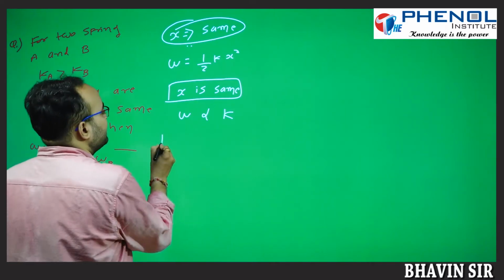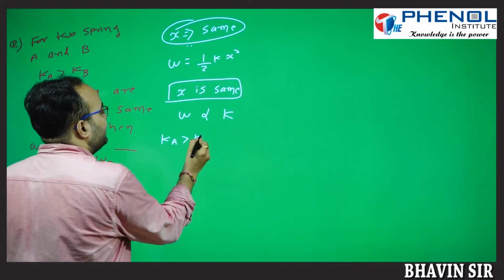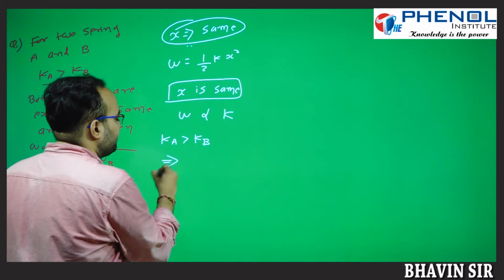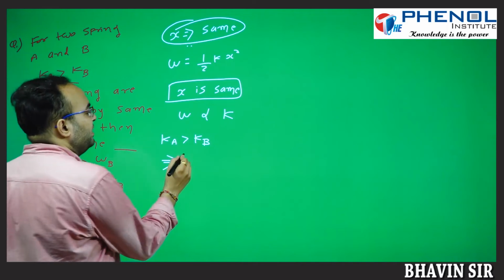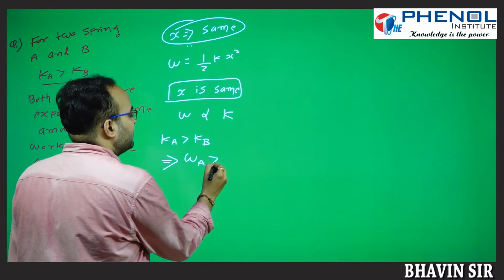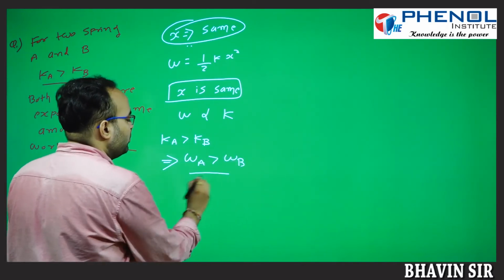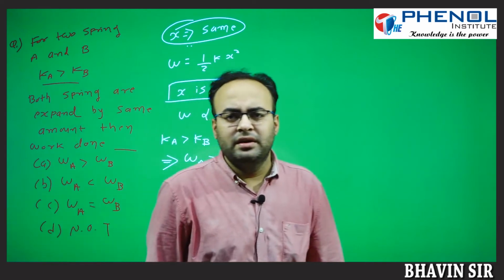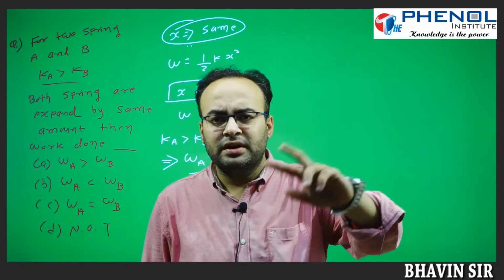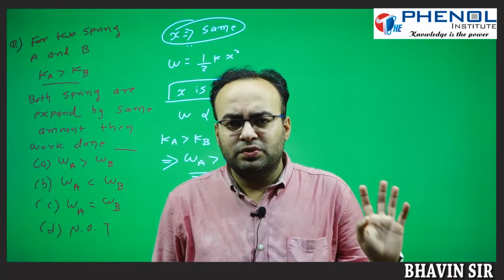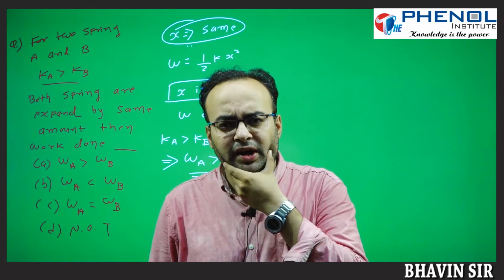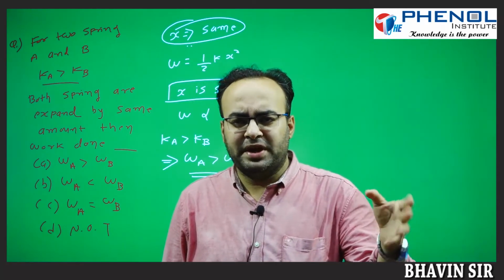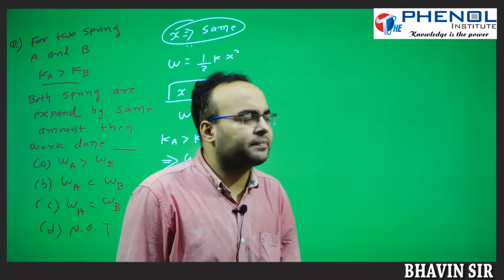See, the spring constant of A is more compared to the spring constant of B. So we say that the work done in spring A is more compared to the work done in B. Why? Because work done is directly proportional to K, because x is the same. And work done means what? Energy stored in the spring, means potential energy of the spring.